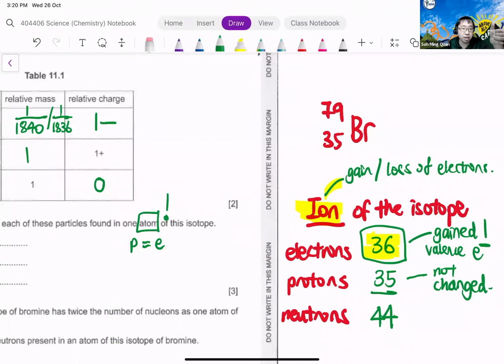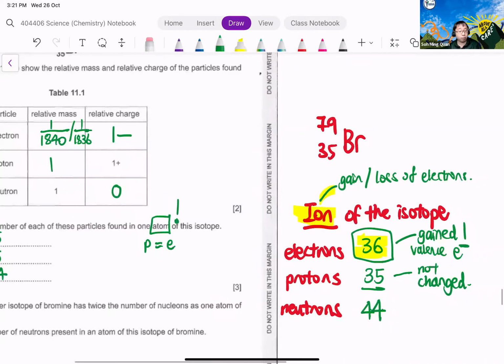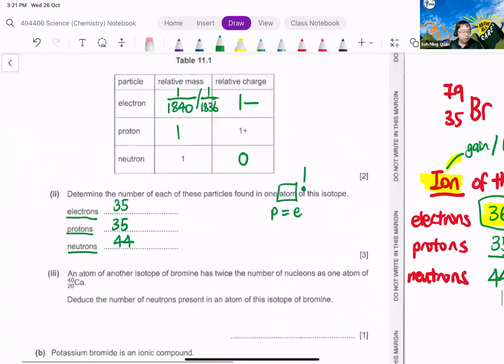complexity where you have Br- in group 7. Group 7, 7 valence electrons. You will gain 1 electron, therefore it becomes 36 electrons. Okay? Now the rest is quite straightforward, except part 3. Part 3 is again another challenging part.